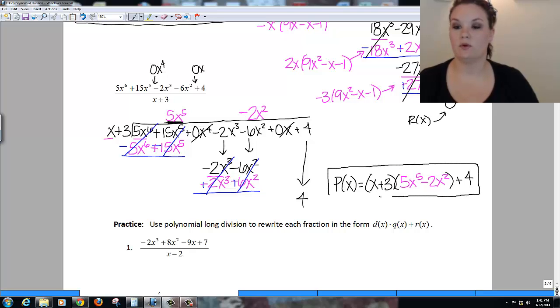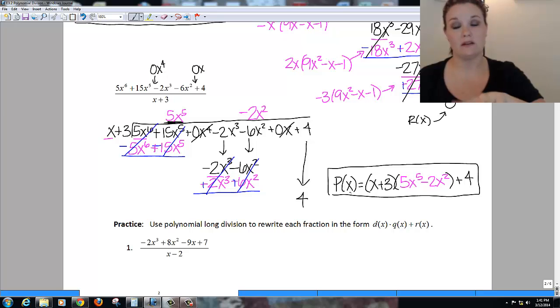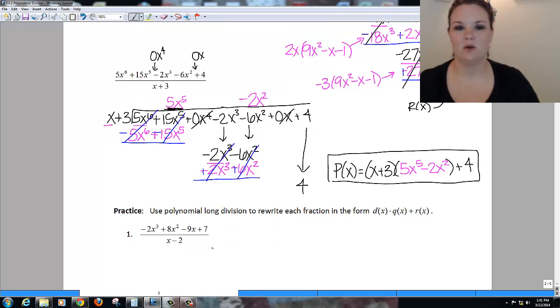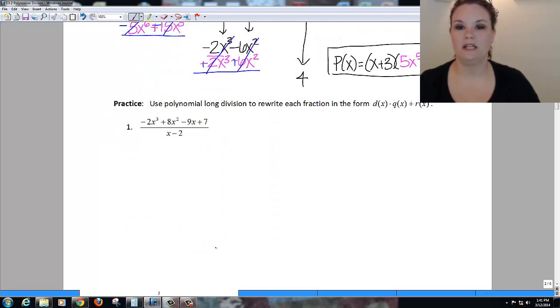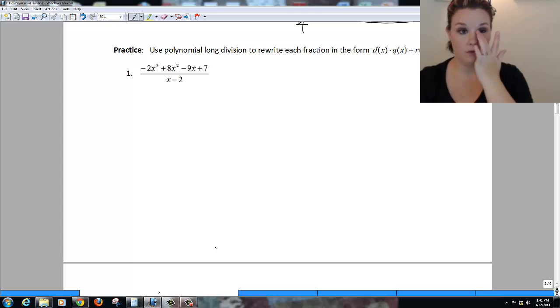Remember, anytime you get a remainder, that means that this divisor is not a factor. So on the last problem, remember we got a remainder of 0. That one was a factor. So note to self. Okay, so there's one here for y'all to try. I'll give you a minute and then we'll go over it, okay?